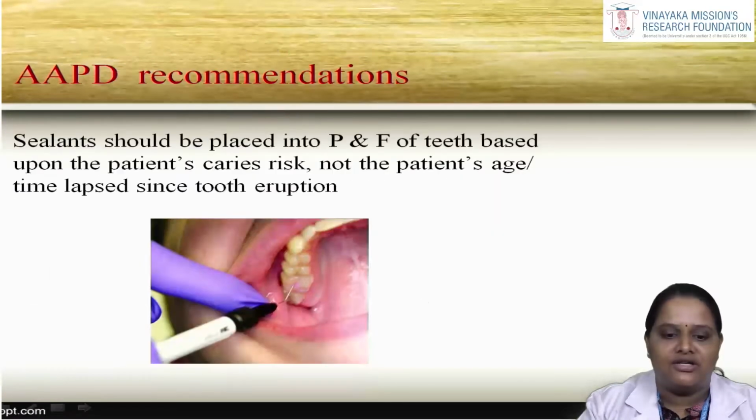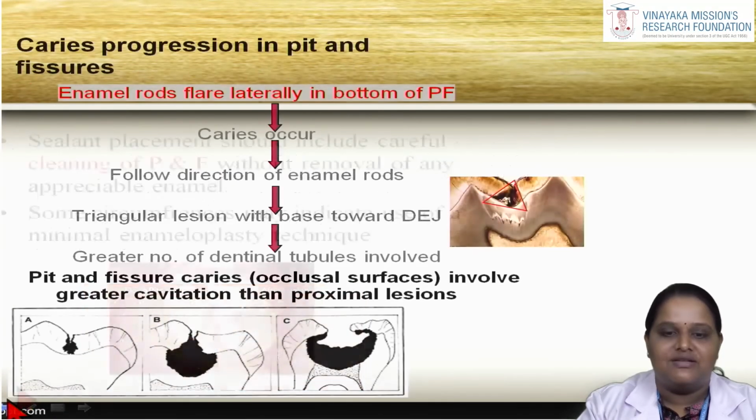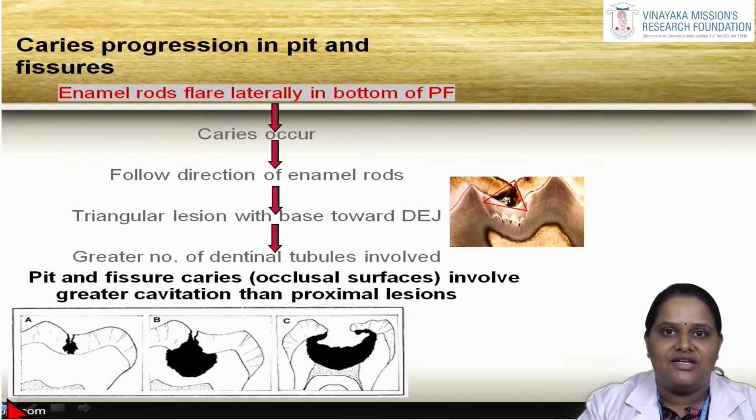Caries progression in pits and fissures: first, the enamel rods flare laterally at the bottom of pits and fissures. As a result of this, caries occurs. It follows the direction of the enamel rods, and there is a triangular lesion with its base towards the dentino-enamel junction. A greater number of dentinal tubules are involved, thereby pit and fissure caries involve a large occlusal surface. This in turn results in greater cavitation than proximal lesions.